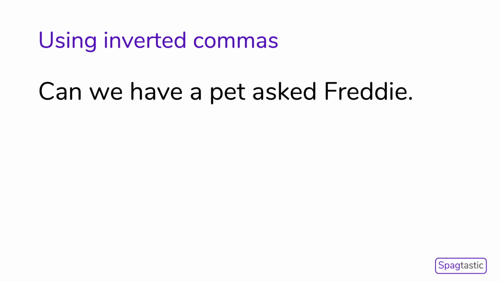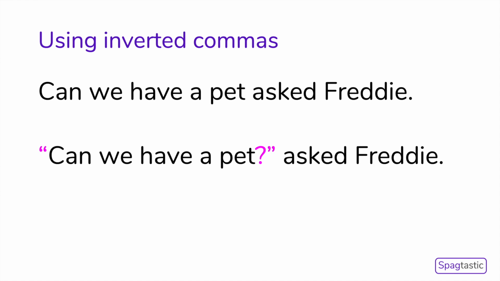In the sentence, "Can we have a pet?" asks Freddie. Freddie is talking, and the actual words he says are, "Can we have a pet?" So these are the words that go inside the inverted commas. The inverted commas start before the word can, and they end after the word pet. Can we have a pet is a question, so we need to include a question mark before we close the inverted commas. The reader needs to know who is speaking, so that is why we include the reported clause, asked Freddie.